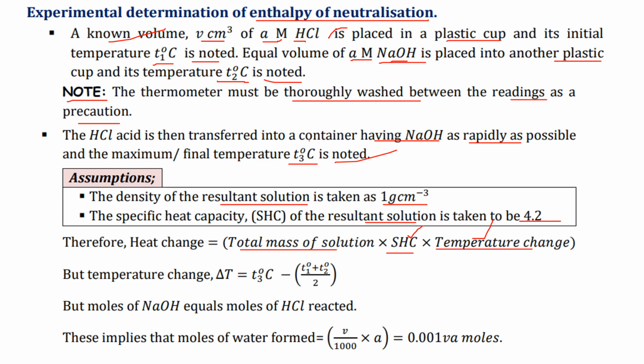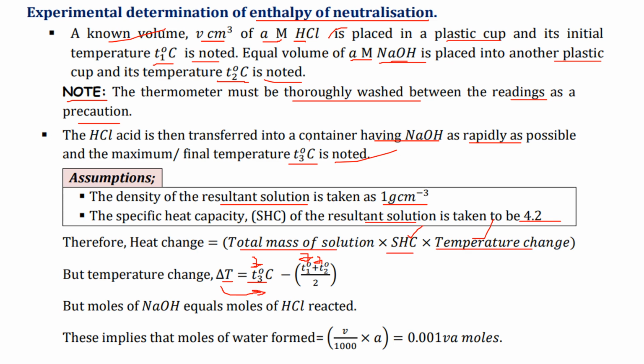To get the temperature change, we take the final temperature after combining the two, and then subtract the average temperature. So delta T is equal to the final steady temperature after combining the acid and the base, T3, less the average temperature. We get the average temperature by adding the temperature of the acid and the temperature of the base and then dividing by 2, and that gives us our temperature change.